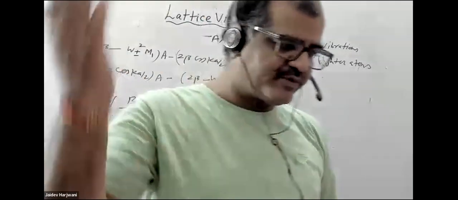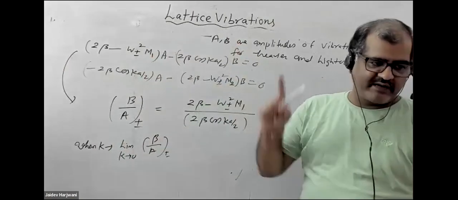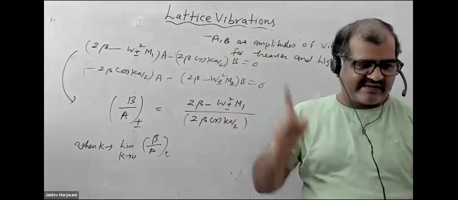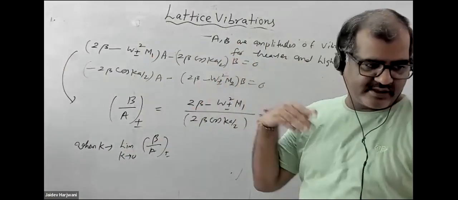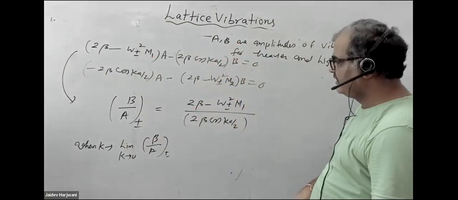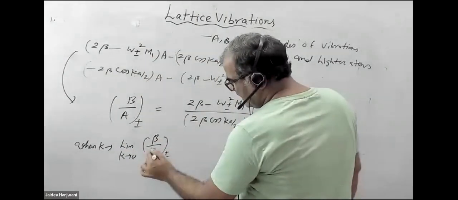In some books it will be opposite, don't get confused. When we wrote the equation for the heavier atom M1, I wrote A, and for M2 I wrote B. So B is the lighter atom. Some books may differ. Now I want to calculate this B by A.